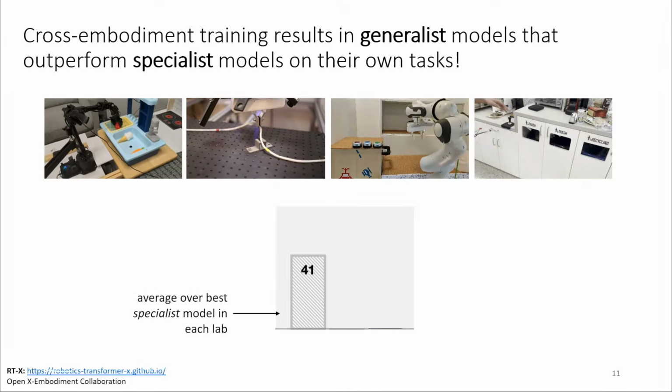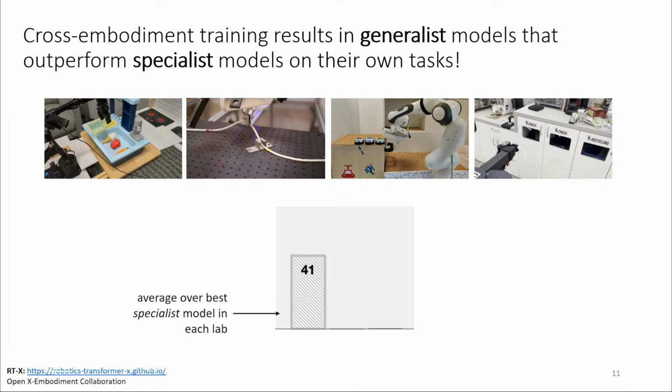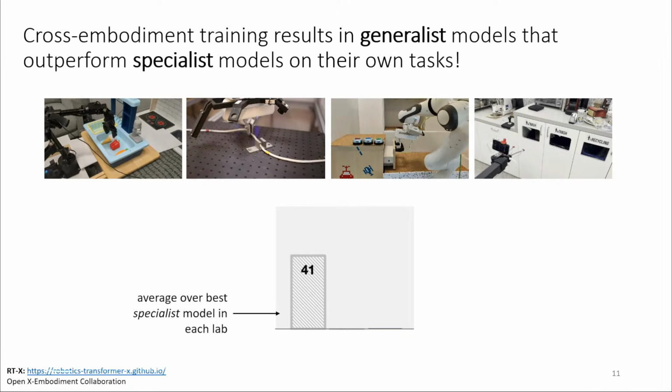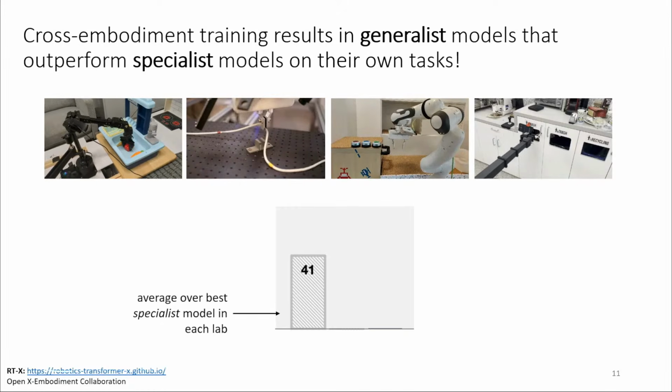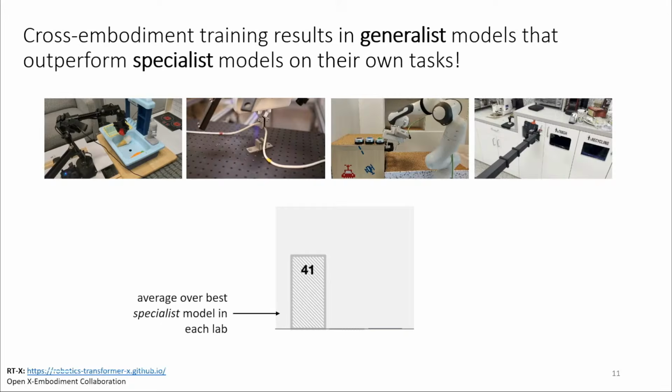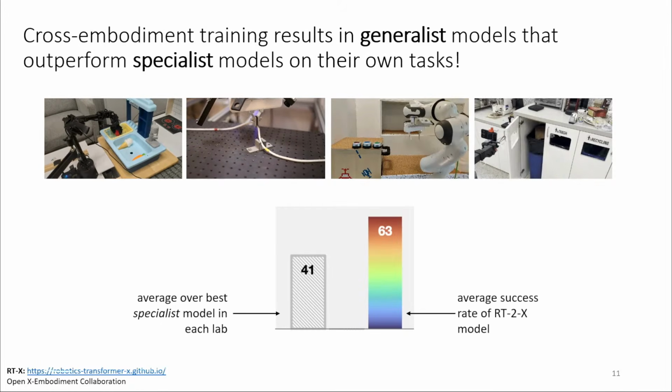The average success rate, and averages over such a heterogeneous set are kind of weird, but by whatever metric each lab had, we just averaged their metrics, which is not the greatest statistical exercise, but you've got to do something. 41% average success rate. The generalist model, 63%.